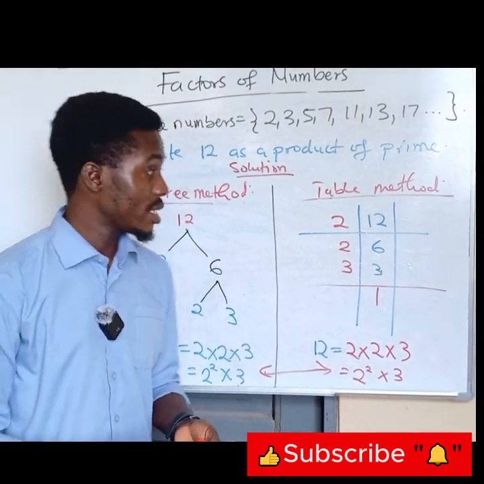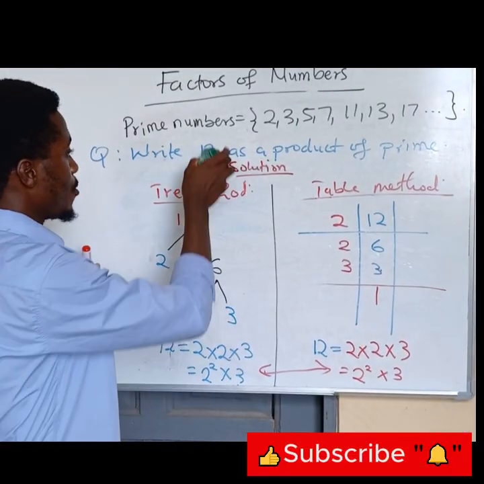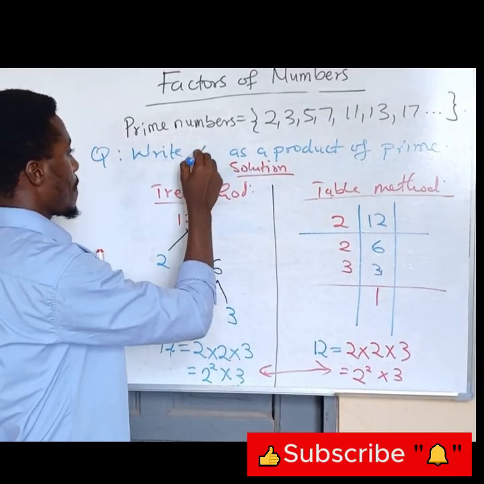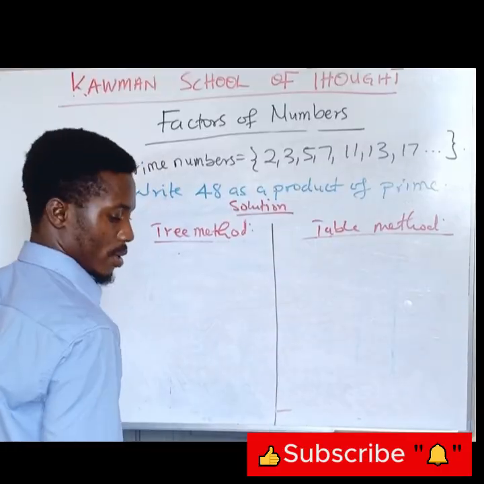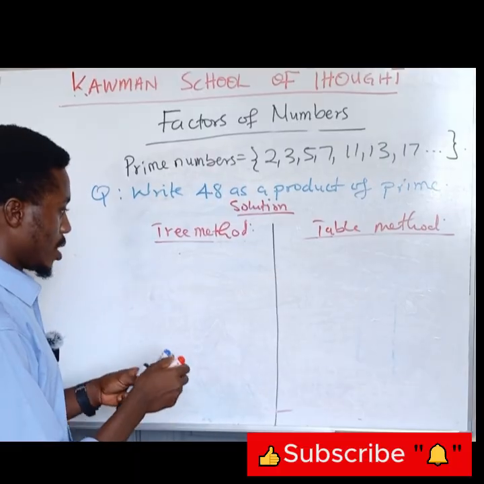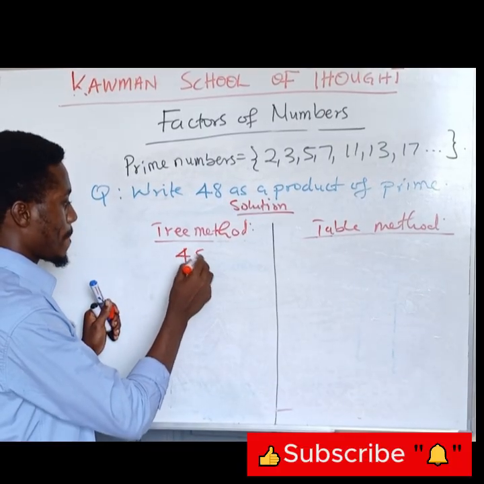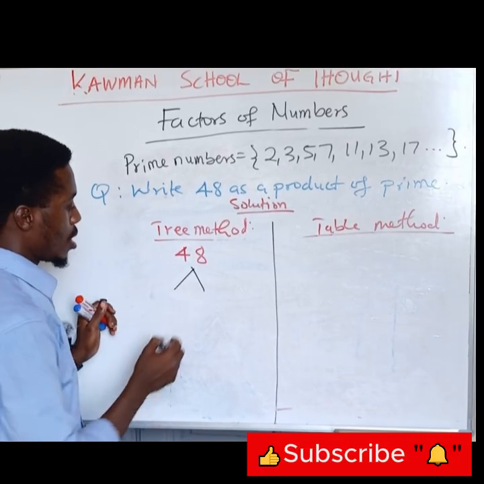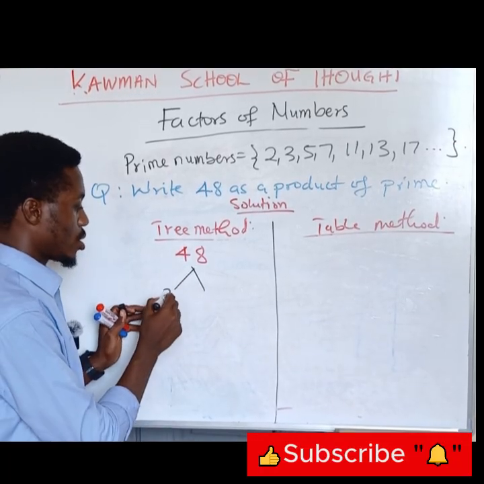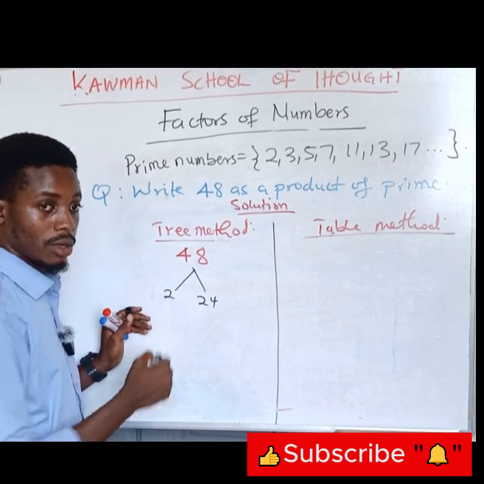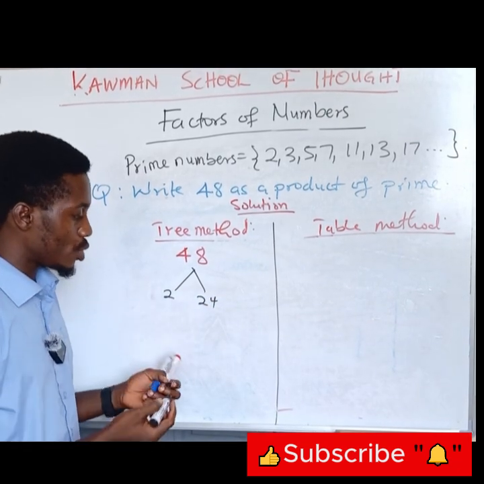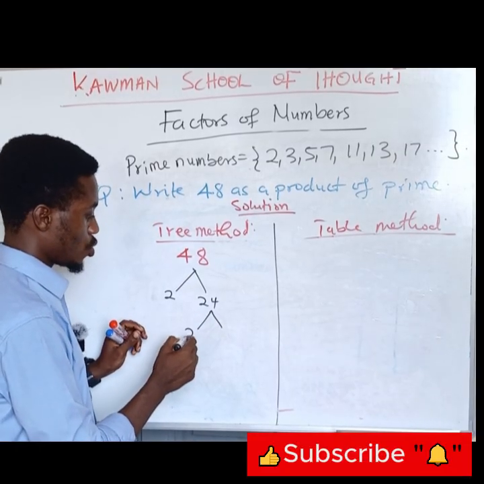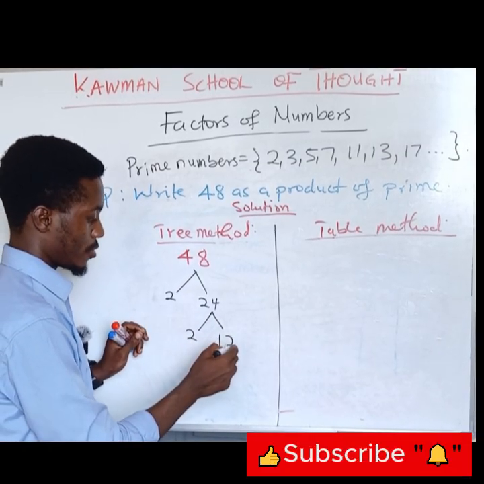So let's pick another example. This time we are going to write 48 as a product of prime, using the tree method. So write 48 here nicely. What prime number is 2 and what? 24. So 2 times 24 gives you 48. The next prime number we use is also going to be 2 again. You can use it as many times as possible. So 2 times 12.